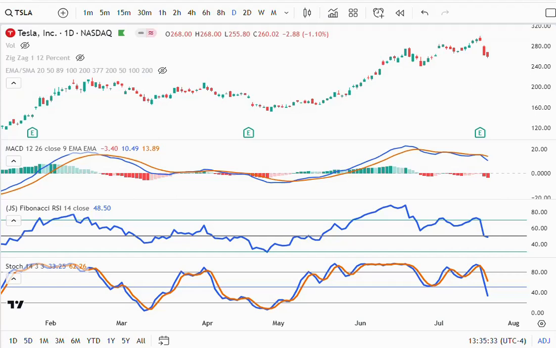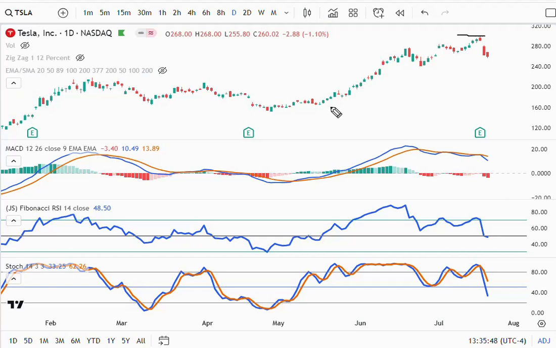So you're looking at the daily chart of Tesla. You can see that since reaching a high of 300 right here, it fell quite sharply, gapped down on Thursday and continued weakness on Friday.